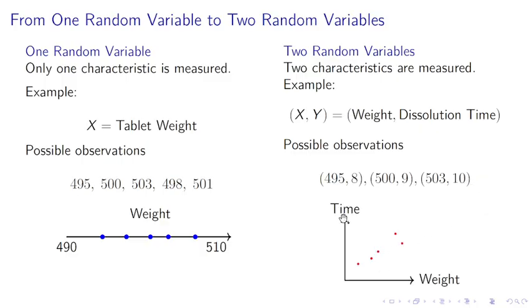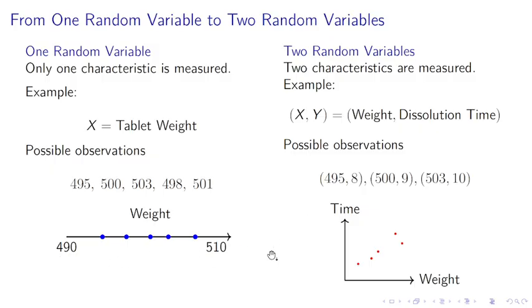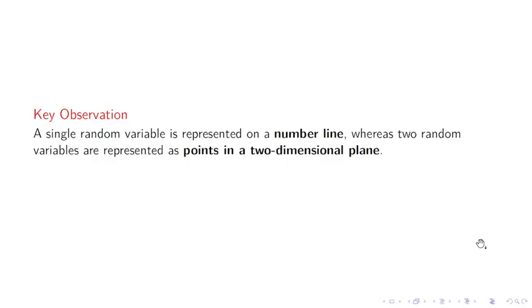Here the diagrammatical representation of two variables is a two variable plane. The weight is taken as x-axis and time is taken as y-axis. A single random variable is represented on a number line, whereas two random variables are represented as points in a two-dimensional plane. This is a single line. Here we need a two-dimensional plane to represent two random variables, or to observe two characteristics simultaneously at a time.